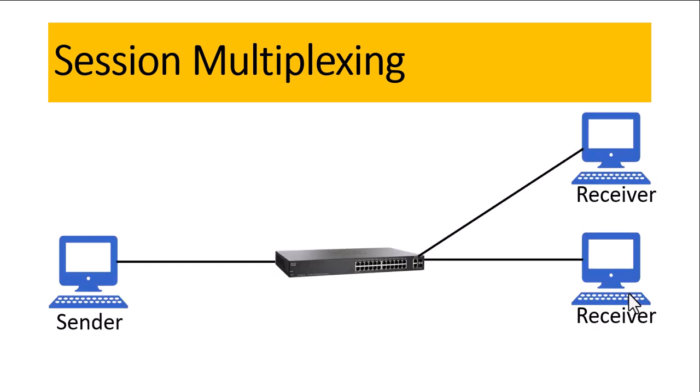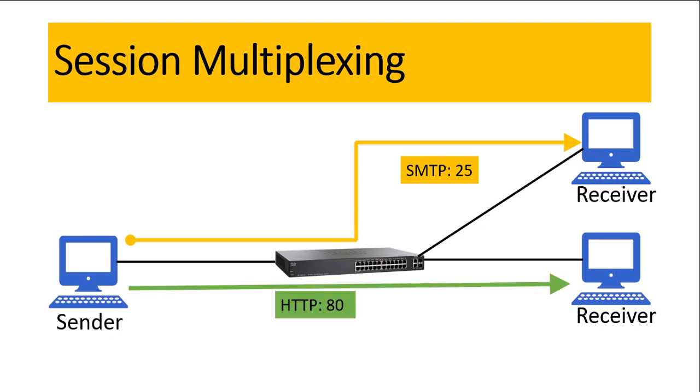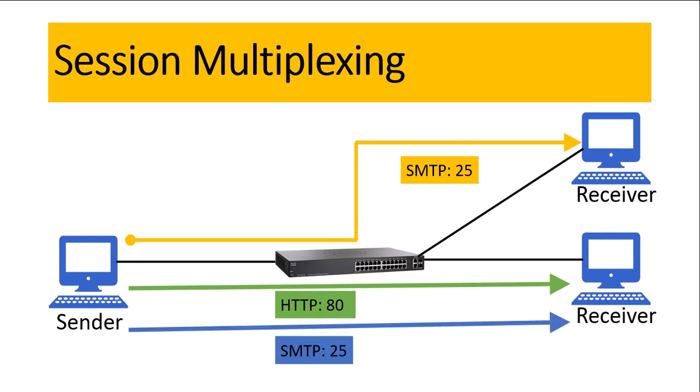Here we have a sender on the left side and two receivers on the right. The sender wants to send some email traffic to the receiver, and it has created a session for this traffic by using the port number 25. We will discuss the port numbers in details later in this section. The sender also wants to send some web traffic to the receiver. It also has created another session for the receiver at the below side. So here we have seen that the sender has created multiple sessions, the 3 sessions at the same time on a single link for different types of traffic.